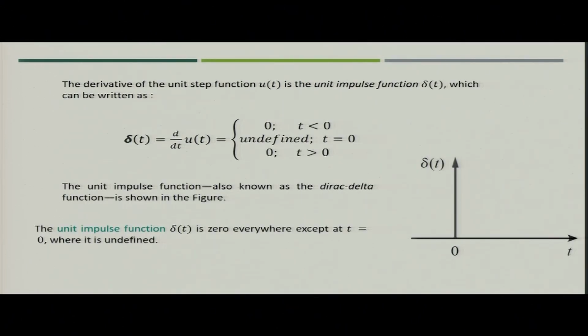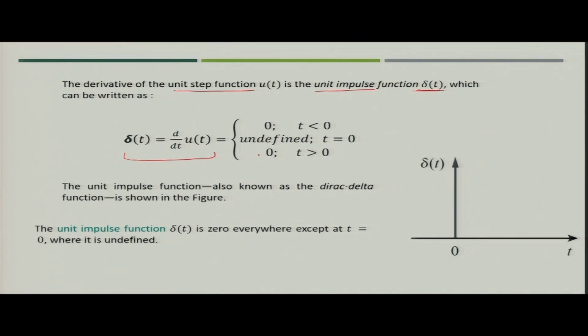Now, the derivative of the unit step function is the unit impulse function. You generally represent it as delta(t). How do you represent it? You say delta(t) is nothing but the derivative of the unit step function, and it has value 0 when t is less than 0, and it is again 0 when t is greater than 0, because the unit step function at time t greater than 0 is 1.